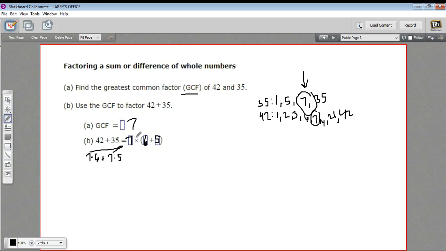And if I wanted to test that that's really the same, I could distribute the 7 back through. 7 times 6 would be 42, 7 times 5 would be 35, and I'd be back at 42 plus 35. So that is how to factor a sum of numbers.